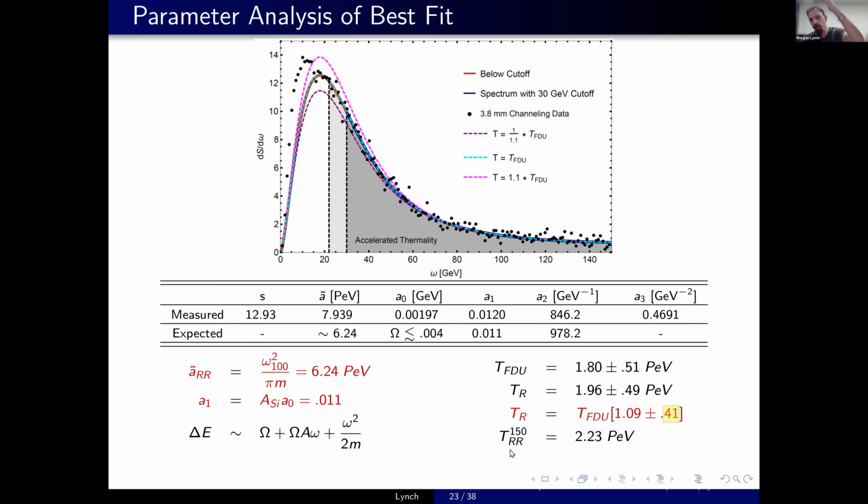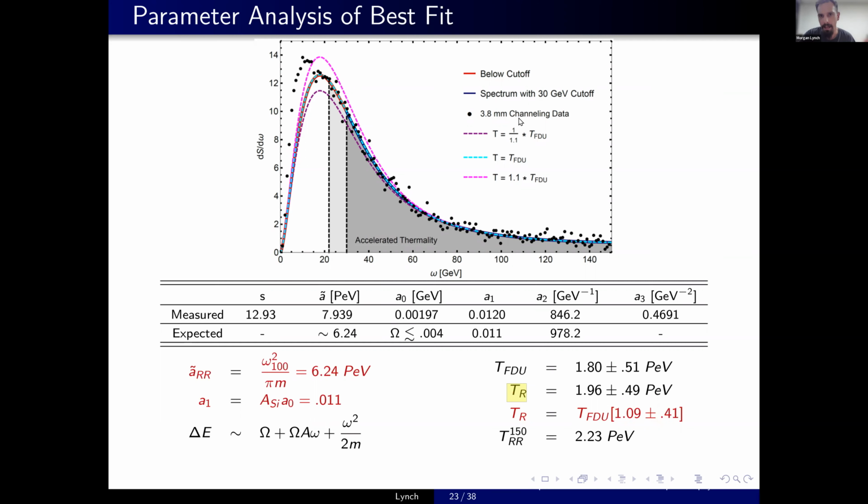The upper bound on the temperature is 2.23 PeV. That comes from the highest frequency photon. That's the first photon to thermalize. I also want to point out, just because you can see it a little more clearly here. Oh, and one thing I should say, this temperature, this FDU temperature, the Rindler temperature, this blue dotted line here, okay, is that best fit Rindler temperature that we get from the best fit, okay?